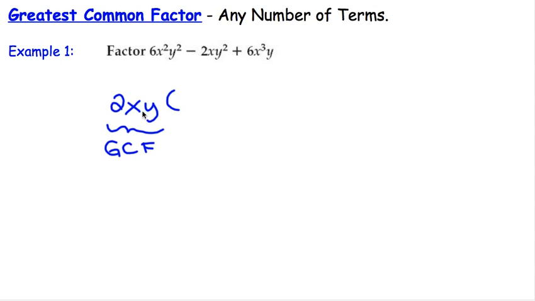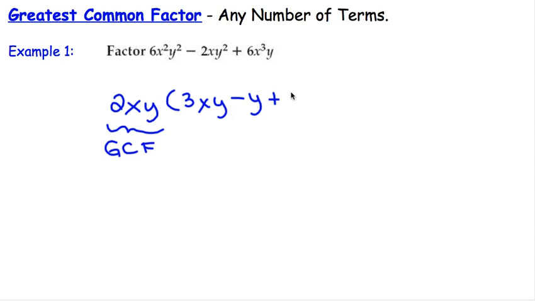We can't just leave that as our answer, so I have to include everything that's left over. So when I take this 6, divide it by 2, it leaves me with 3. X squared divided by x is x. And y squared divided by y is y. Minus, my 2 is already out front, same thing with the x, so all I have in the middle is y. And then I have plus 6.